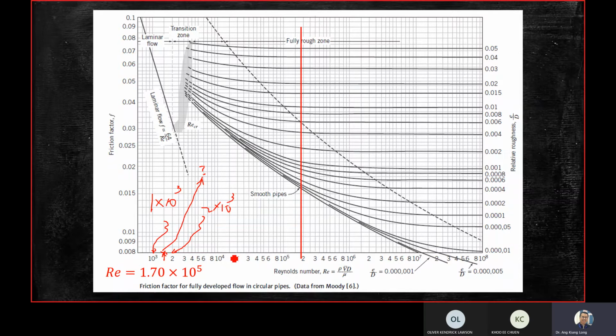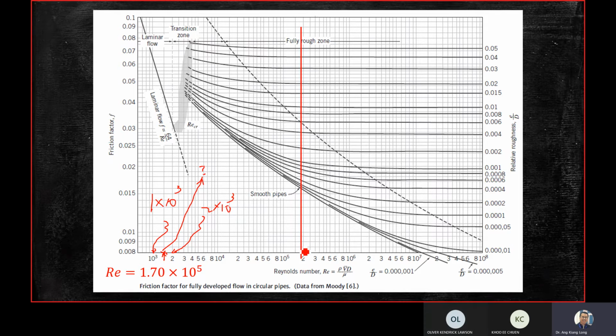So this is 10 power 4, and 10 power 5 is here. Then this is 1, this is 2, so this is 1.5. So it's around here. Understand? Agree? Both of you, Oliver and Cook? You agree that this red line is around 1.7.